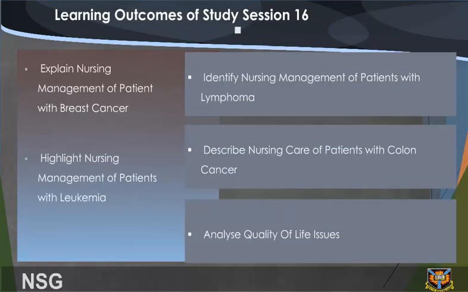Learning outcomes. Explain nursing management of patients with breast cancer. Highlight nursing management of patients with leukemia. Identify nursing management of patients with lymphoma. Describe nursing care of patients with colon cancer. Analyze quality of life issues.